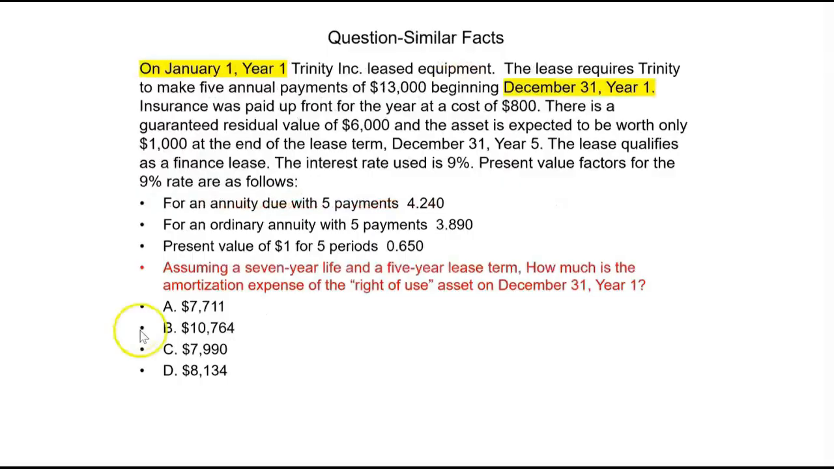Okay, now they want to know about the amortization of the right of use asset. So it's the same facts, but they added one new thing. Assuming a 7-year life and a 5-year lease term, how much is the amortization expense of the right of use asset on December 31st, year 1? Are we going to amortize this right of use asset over 5 years or 7 years?